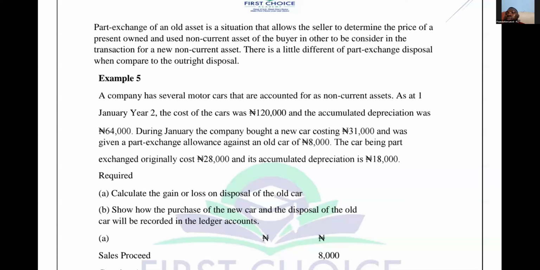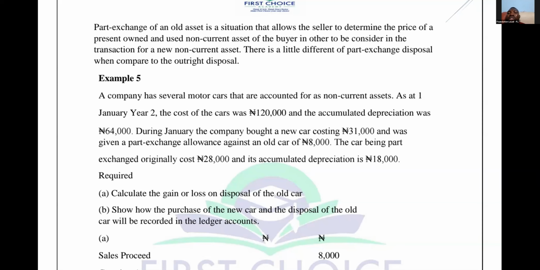So in order for us to do that, we need also to calculate our gain or loss. Do we make a gain or do we make a loss? We need to calculate that. So, A passage: calculate the gain or loss on the asset disposed.